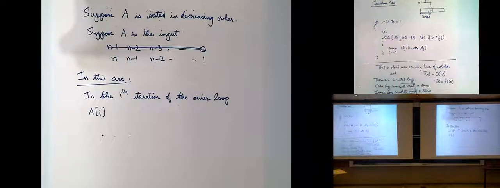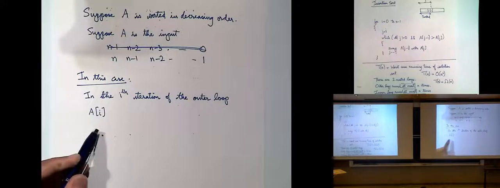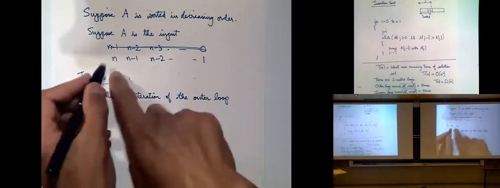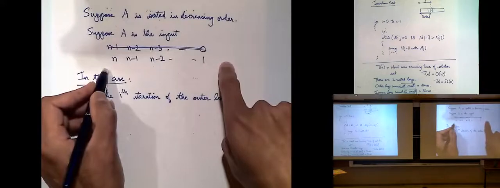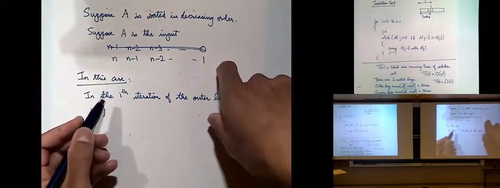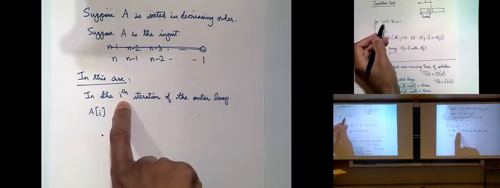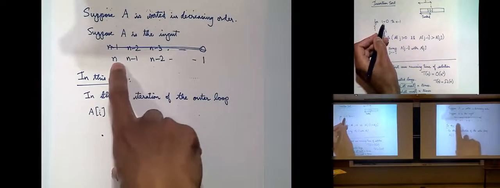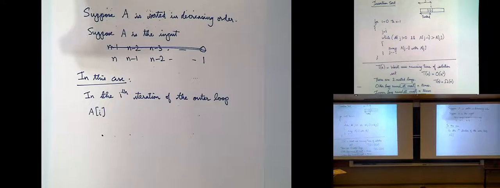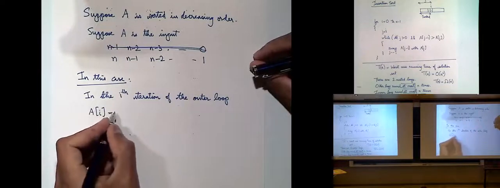Sorry? Go for it. J? No, but what is the value of A[i] in this array? It's n minus i, right? Because initially in the ith iteration of the outer loop, i is 0, so the value of A[i] is just whatever the value of A[i] is, right? So the value of A[i] is n minus i.